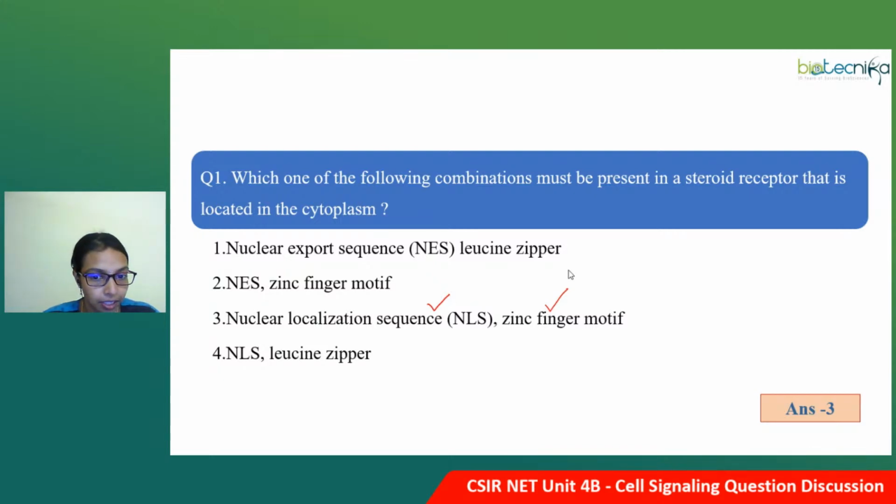Okay, within the DBD domain. And what about NLS? What about NLS? Nuclear localization signal.